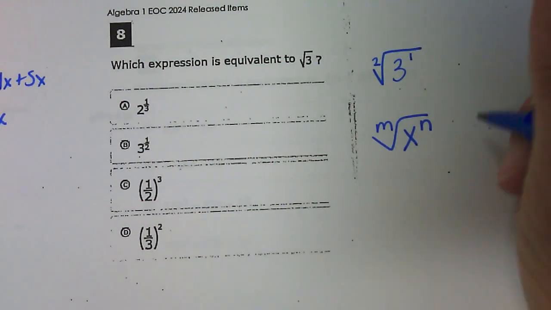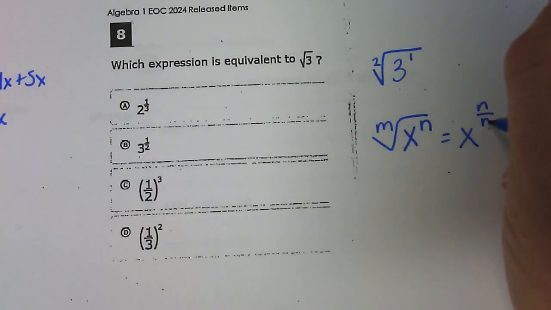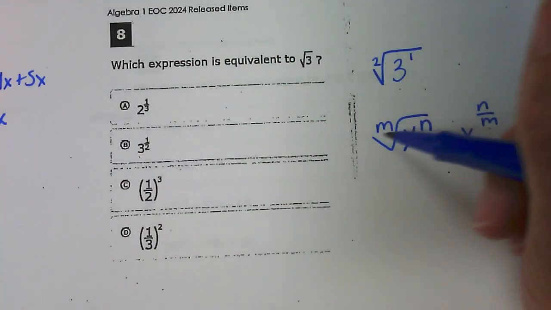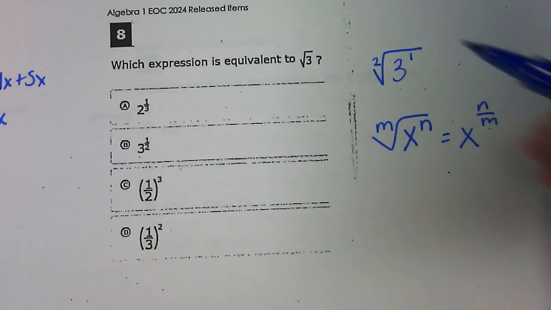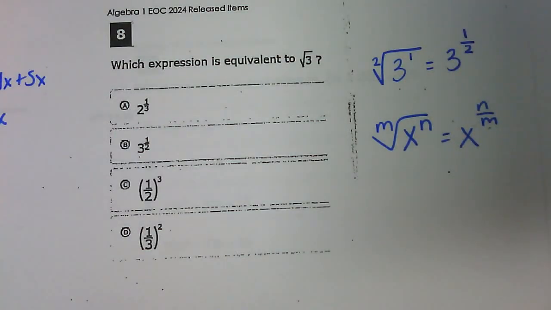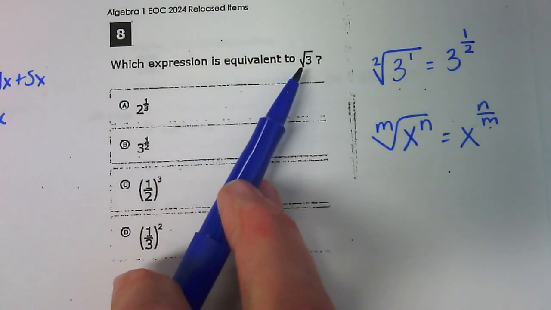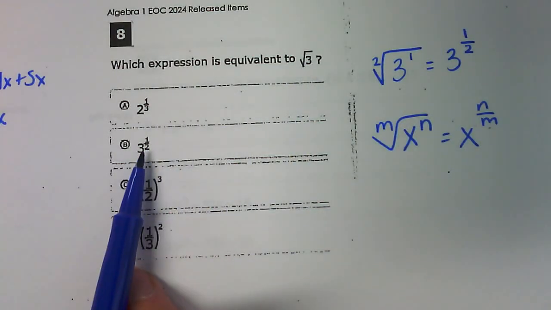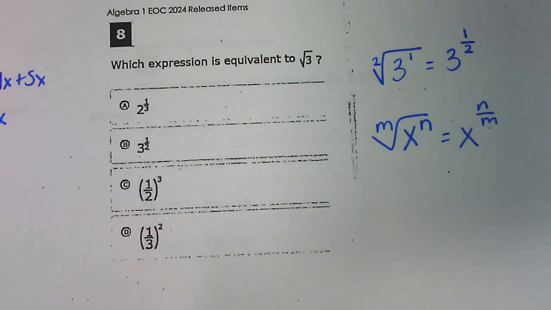There's a rule that we talked about in class. If I have a radical like this, I can rewrite it with a fractional exponent by putting the root in the denominator. This is called the index. It goes in the denominator. So if I look at this question, it's 3 to the first, but then I'm going to divide that by 2. So 3 to the 1/2. So that's a rule we need to remember to convert from a radical to a fractional exponent.